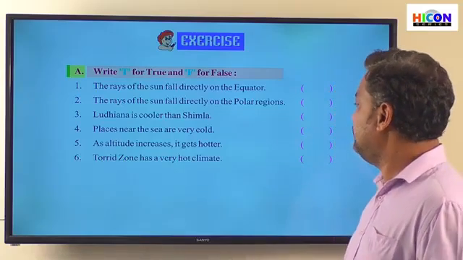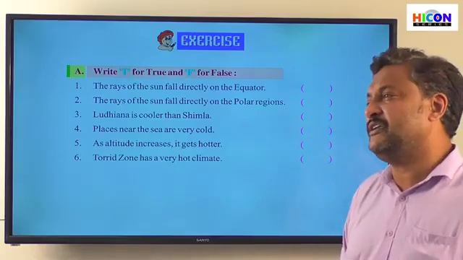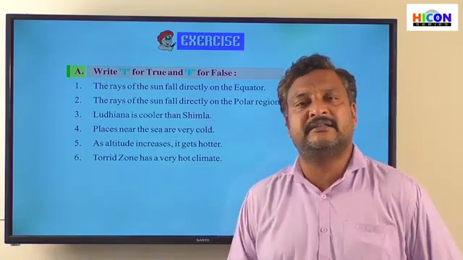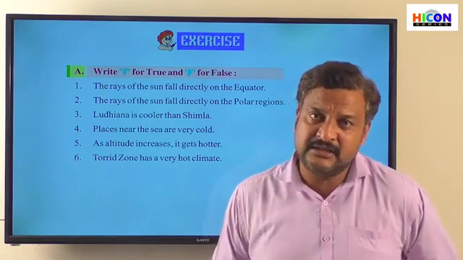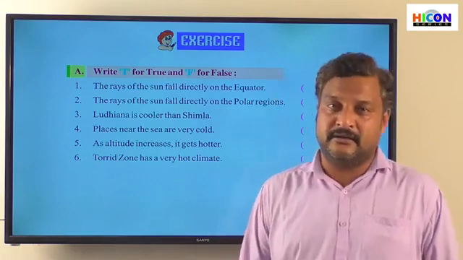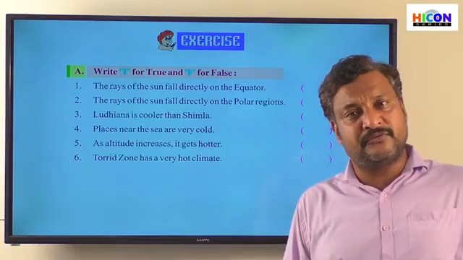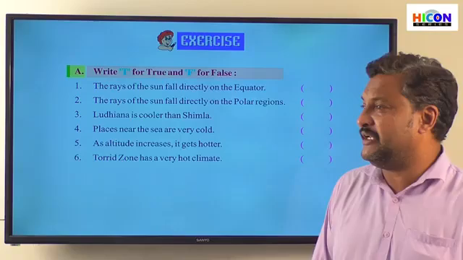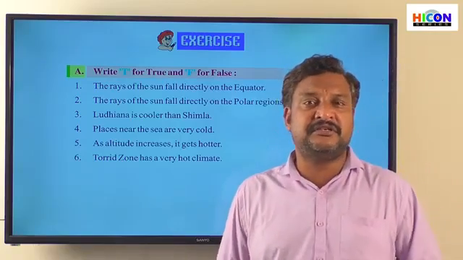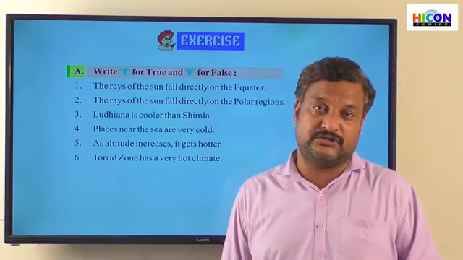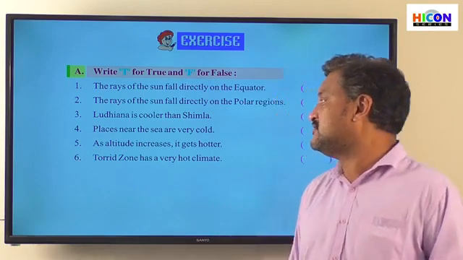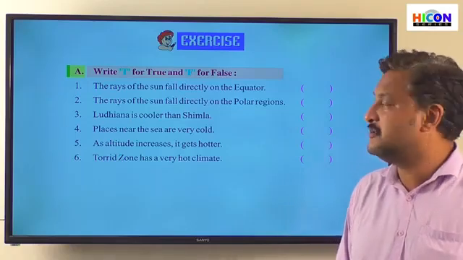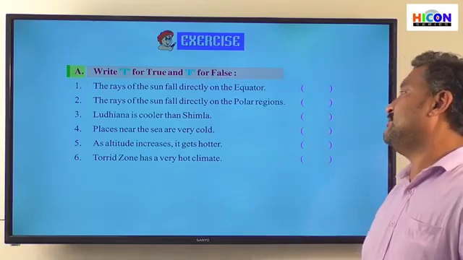Torrid zone has a very hot climate. So what is the torrid zone? The climatic zone which lies on either side of the equator is called the torrid zone, isn't it? It extends up to the Tropic of Cancer in the north and the Tropic of Capricorn in the south. The climatic conditions in between these two regions are extremely hot, isn't it? So the torrid zone has a very hot climate, right? So that is a true statement.